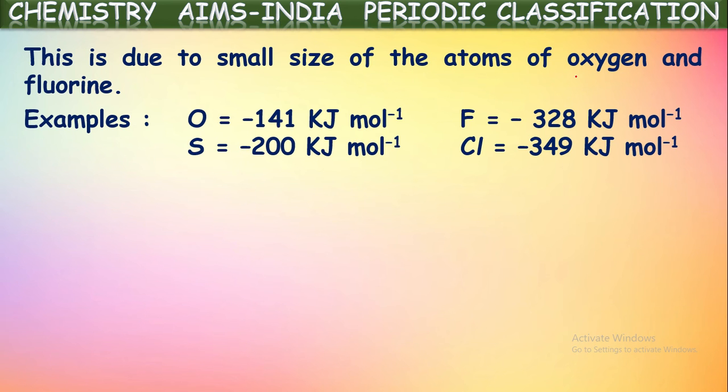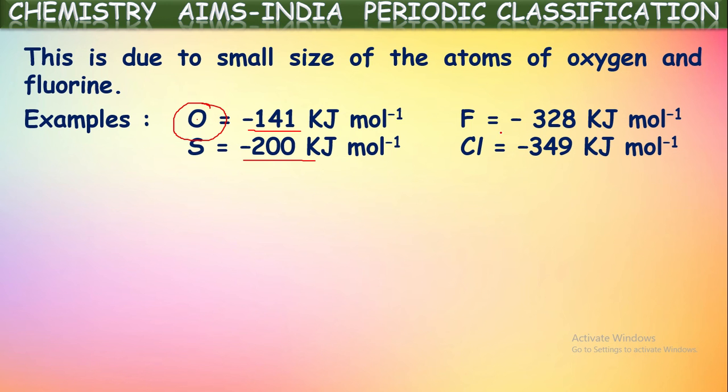If we say, for example, oxygen is having 141 kilojoules per mole electron affinity, whereas sulfur is having greater. Because oxygen is having a very small size compared to sulfur. So to overcome the repulsions between the already existing electrons and the incoming electron, a certain amount of energy is utilized by oxygen. So then the amount of energy released will be less than expected.